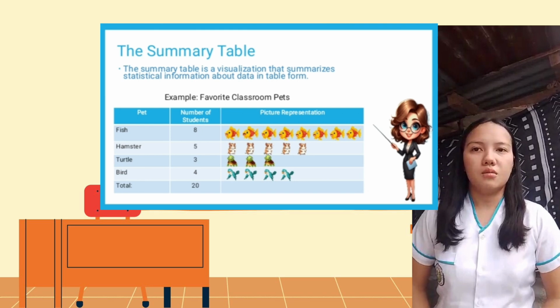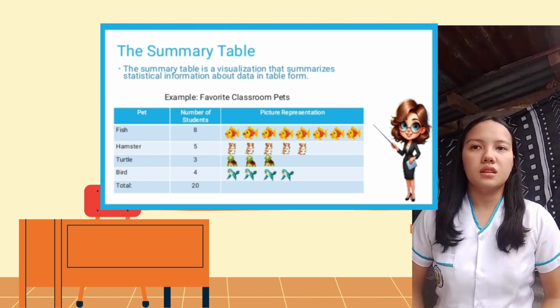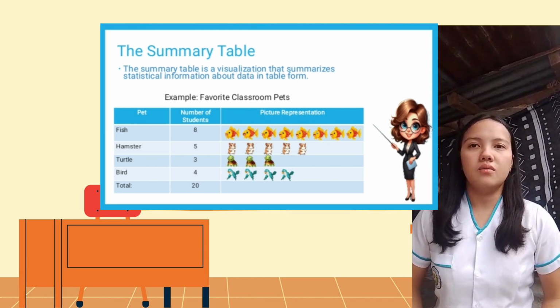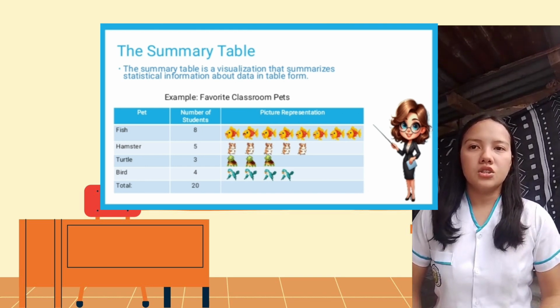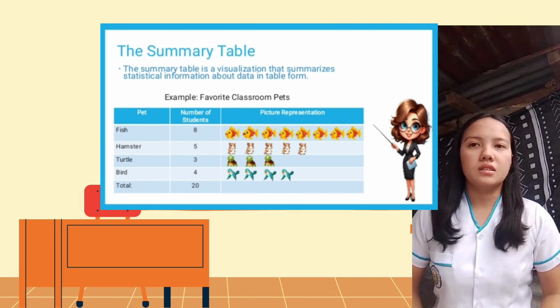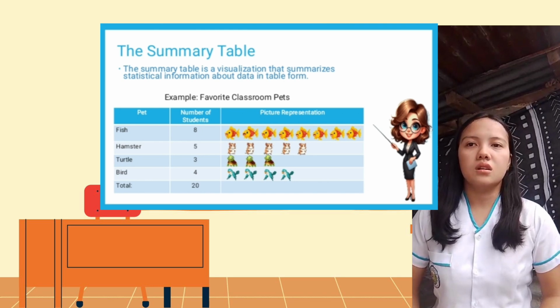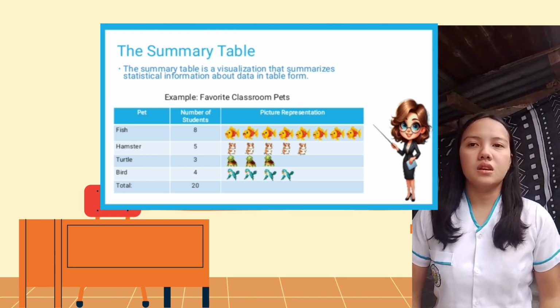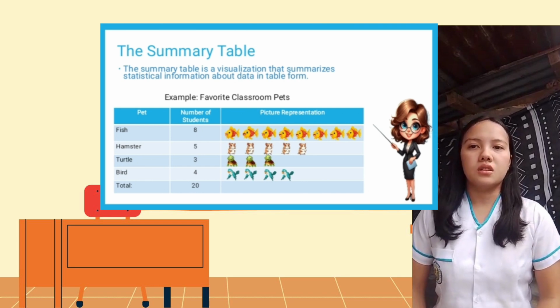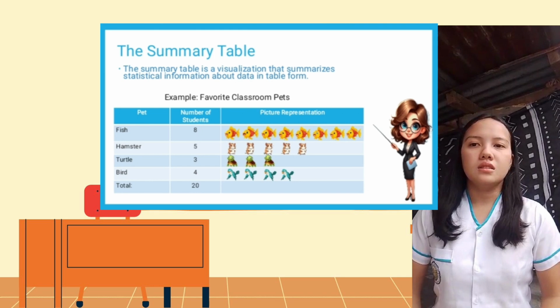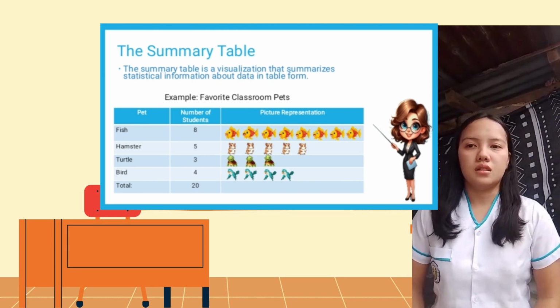A summary table, also called a frequency table, is a way to organize categorical data in a table format. It helps you see how often each category appears in your data. It works by listing the different categories of your data in one column of the table and recording how many times each category appears in your data. This is called the frequency.